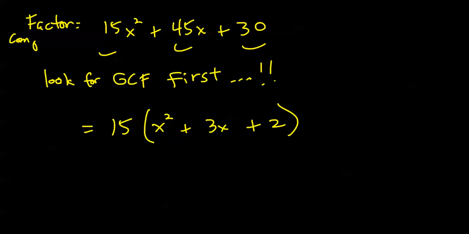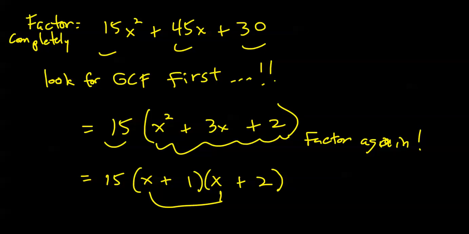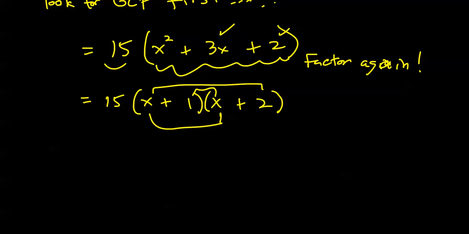So factor means to factor completely. Yes, I can factor out a GCF, but I think I can factor this further, factoring again as a trinomial. And I think x plus 1 times x plus 2 will do it just fine. I could check it. x squared plus 2x plus 1x is 3x, plus 2 is the last product. So final answer: 15 times x plus 1 times x plus 2. Very nice.